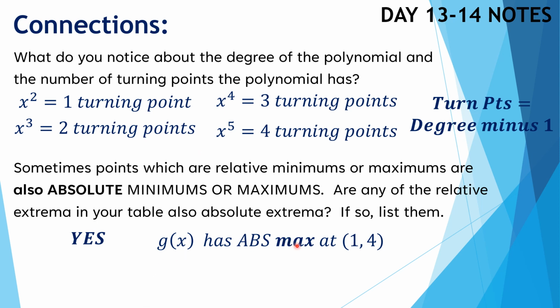G of x has an absolute max at the point 1, 4. And m of x has an absolute minimum at the point 3.1, negative 26. Great job with this lesson, guys. Make sure you're practicing.